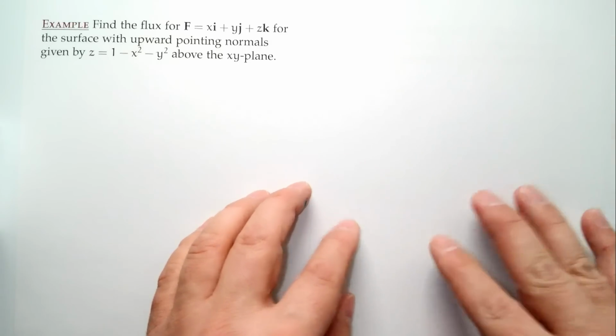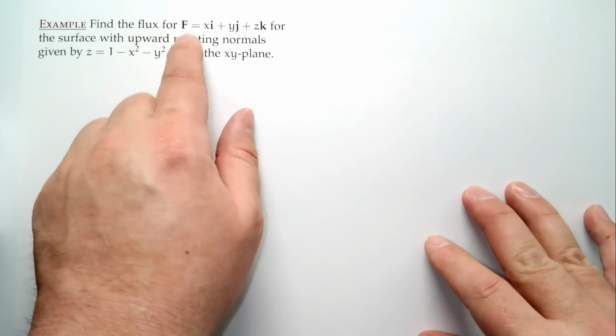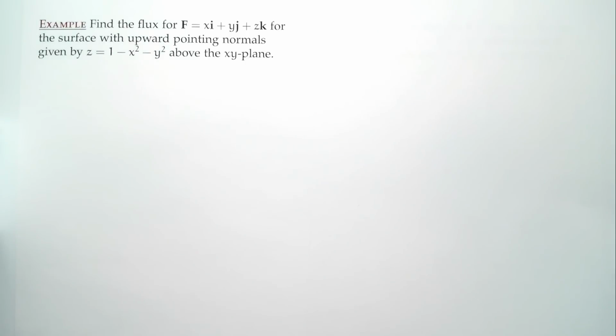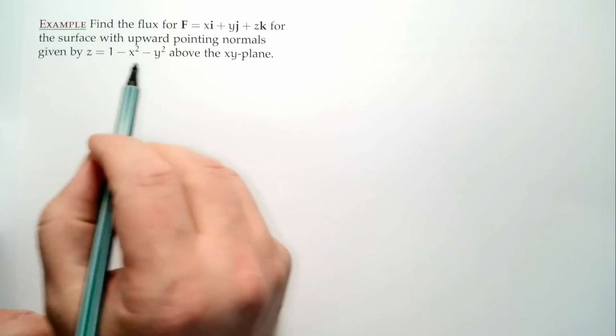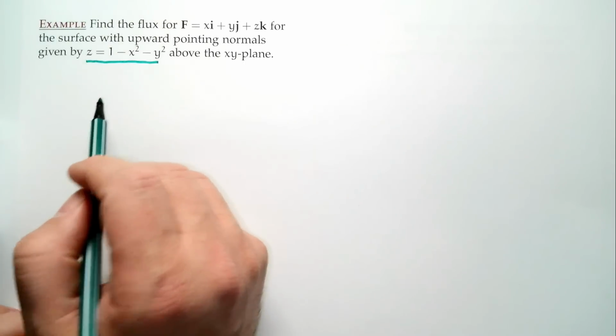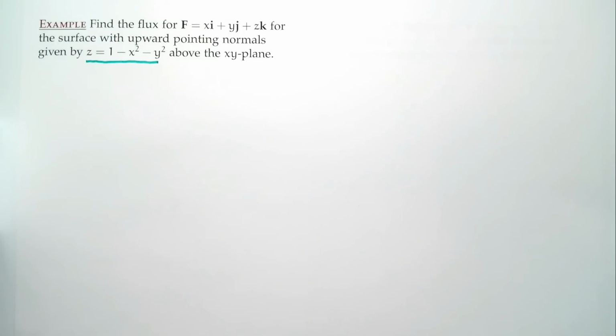Find the flux for the vector valued function x i plus y j plus z k, for the surface with an upward pointing normal, given by z equals 1 minus x squared minus y squared above the xy plane. So probably we should understand a few things. Let's start with this surface. Do we know what this looks like? z equals 1 minus x squared minus y squared.